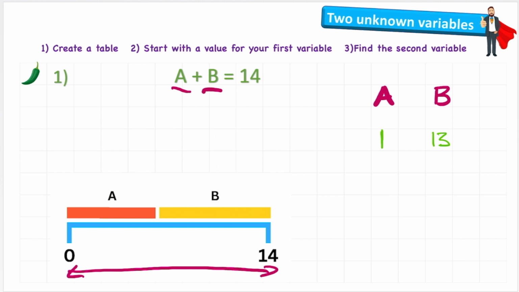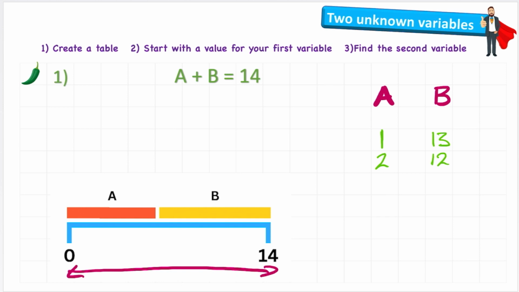Okay, let's carry on our table, and let's say that we have a as 2. So again, we're going to use the inverse. So 14 subtract a will equal b. And now we can substitute a with our 2. So 14 subtract 2 equals 12. So therefore b would be 12.